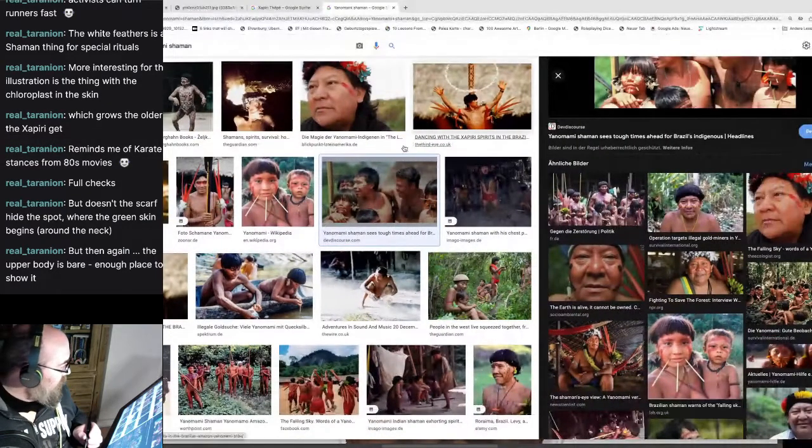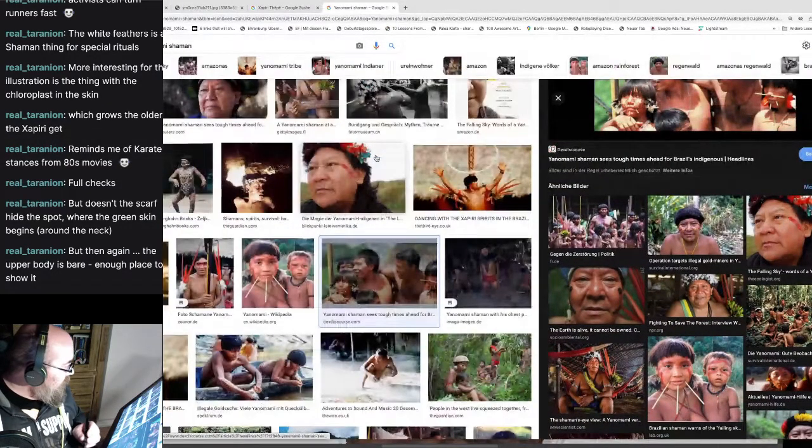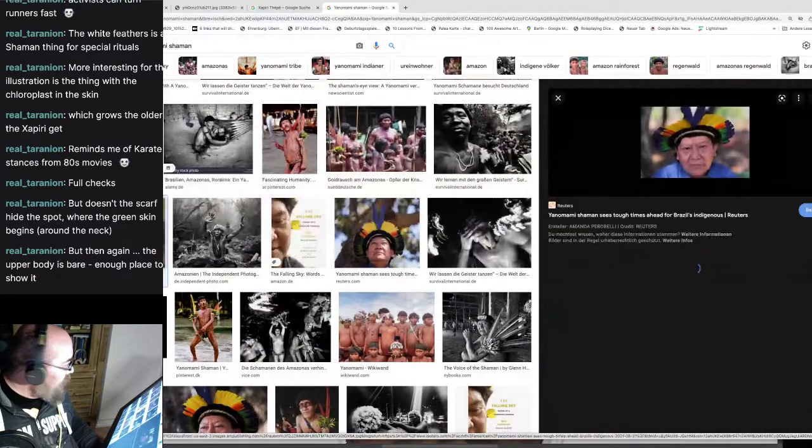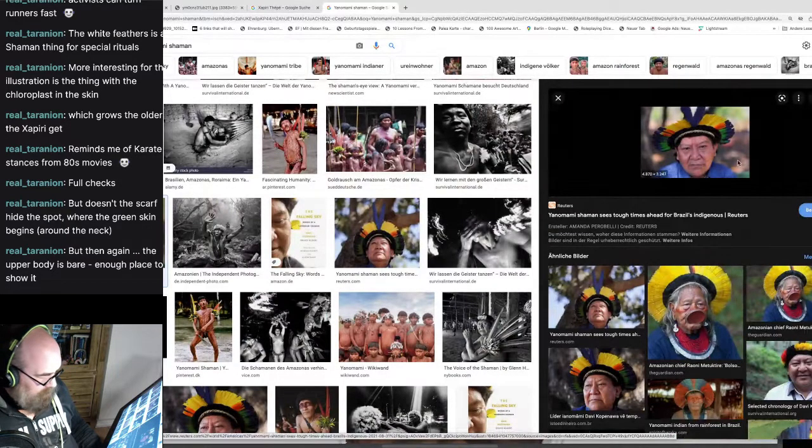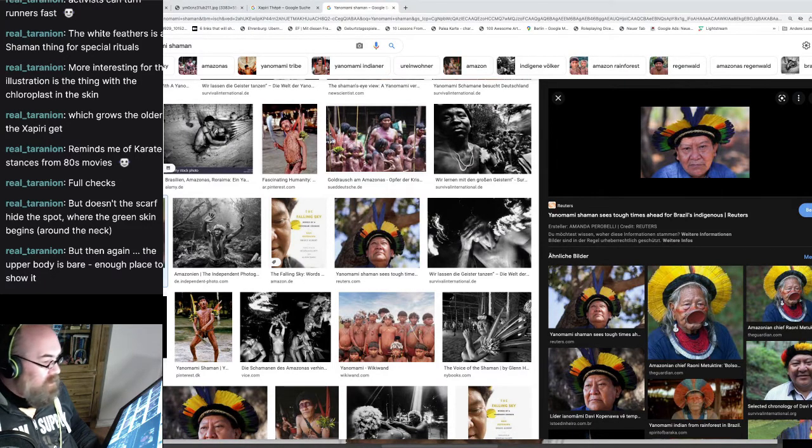A short look at the feather headgear. Yellow, red, green with blue tips, not toppings.